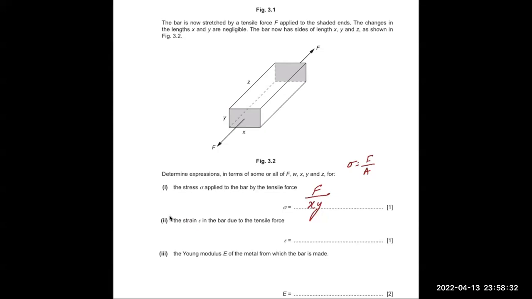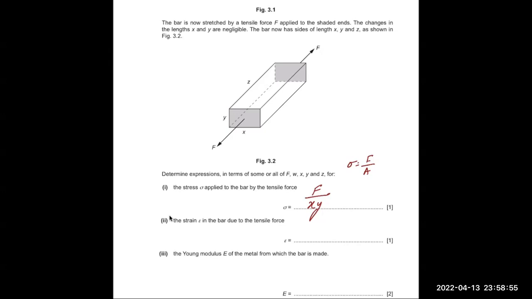Part two says the strain in the bar due to the tensile force. Vishal, why will it be F upon YXX? It should be F upon YX. No? Y into X. Oh, YX times X.